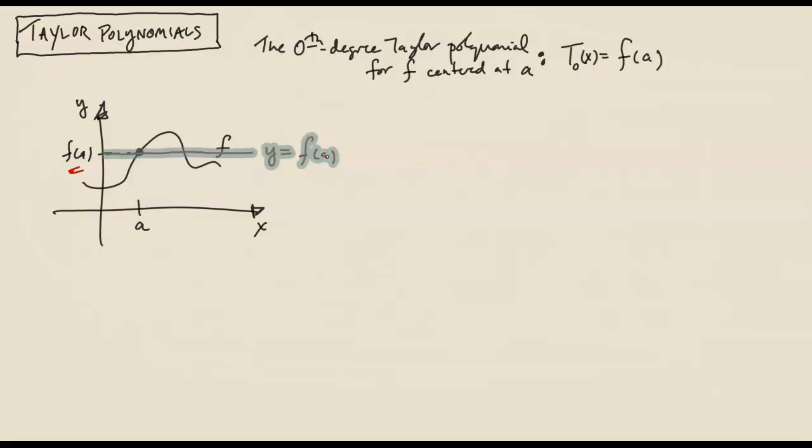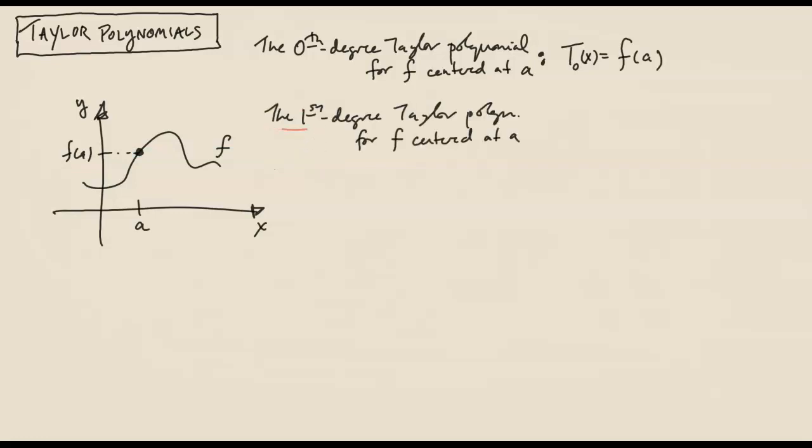All right, well, let's get rid of that stuff and move on to the first degree Taylor polynomial of f centered at a. Well, we know what a first degree polynomial is. That's a linear polynomial, like you studied in Algebra 1.